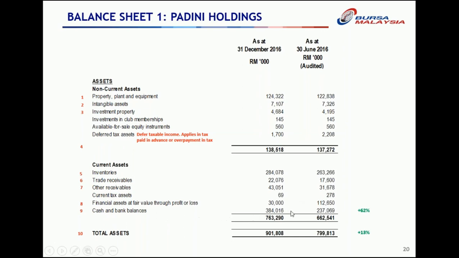Now, this for me is important. In this case, compared to the previous year's balance sheet, they actually increased their cash and bank balances by 62%. Why I say that cash and bank balances are important is because the global economy now is getting very uncertain, and in certain parts of the world we see signs of weakening, in the US and then in China.